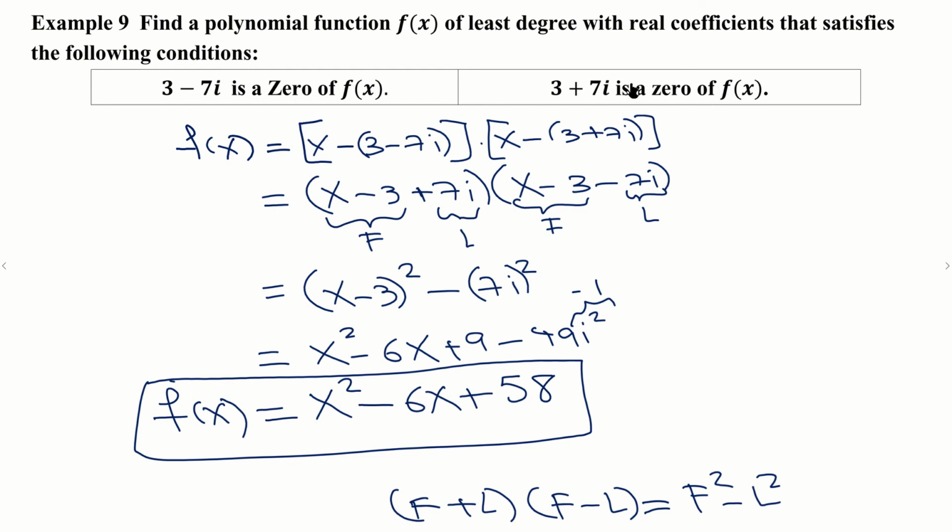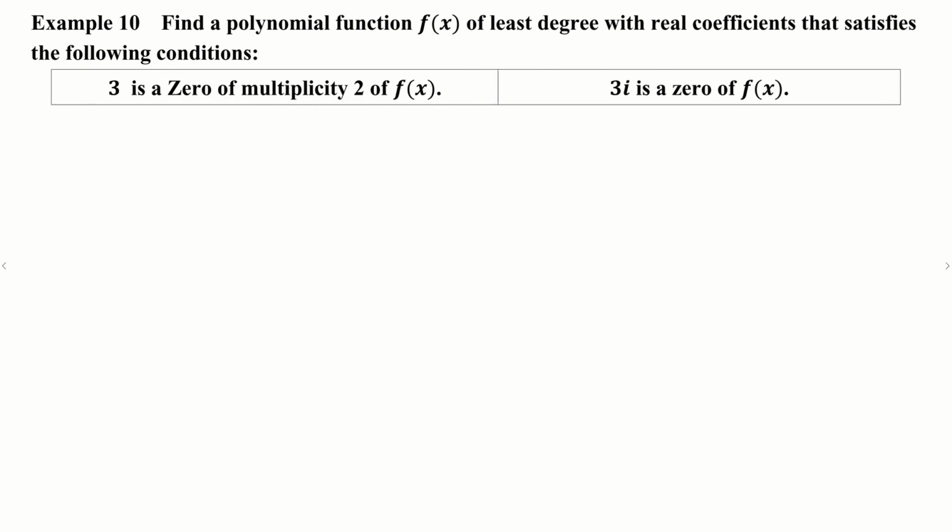All right, so nice little problem. Make sure you can handle it. Go ahead and give this one a try. Find a polynomial function f of x of least degree with real coefficients that satisfies these conditions: 3 is a zero of multiplicity 2 of f of x, and 3i is a zero of f of x.